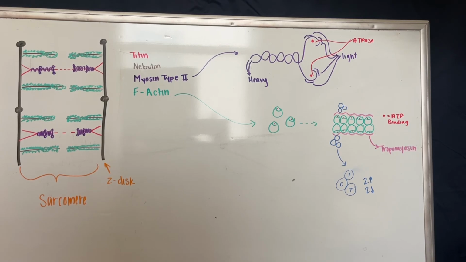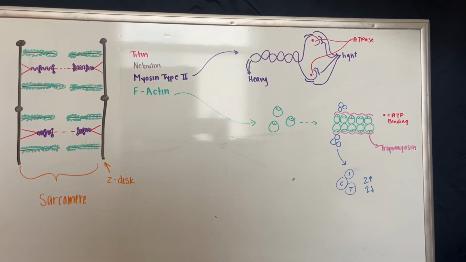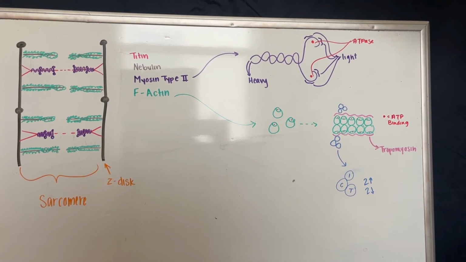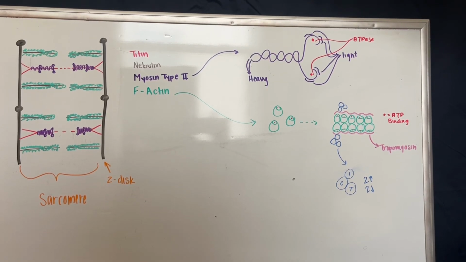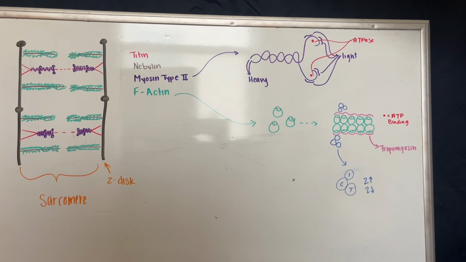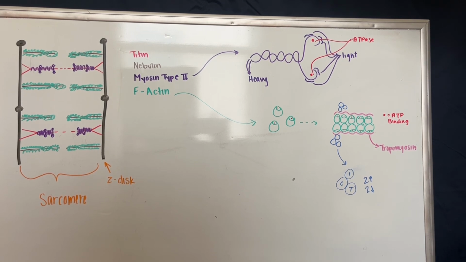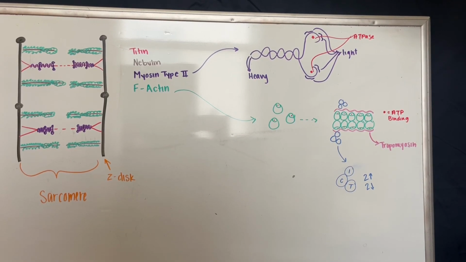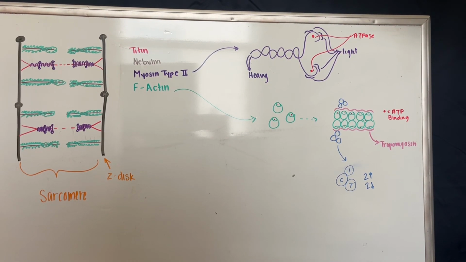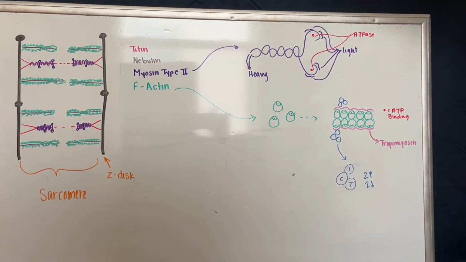The region connecting the head to the shaft is called the hinge region, which can bend and is involved in the power stroke during contraction. Myosin heads also contain an ATPase enzyme that binds to and hydrolyzes ATP, providing energy for contraction. Each myosin head is associated with 2 light chains, which regulate the head's actions. The arrangement of the myosin heads around the thick filament allows each thick filament to interact with 6 thin filaments.